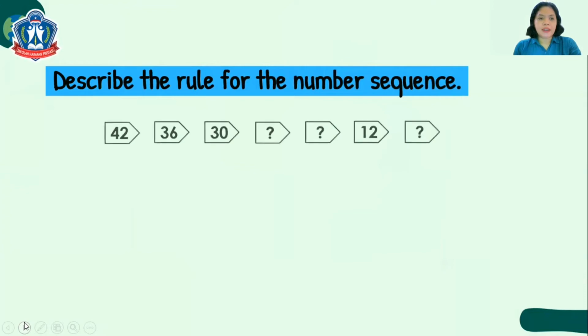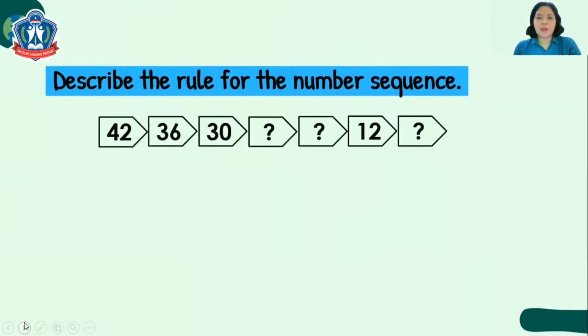Let's see. So we have 42. After 42 is 36, then 30. Then we have 2 blanks. We have 12 and another empty or a blank. Now, how to find the rule for this number sequence?